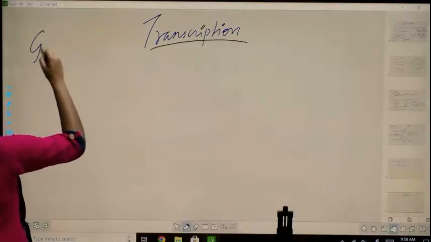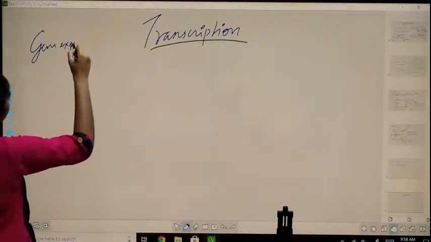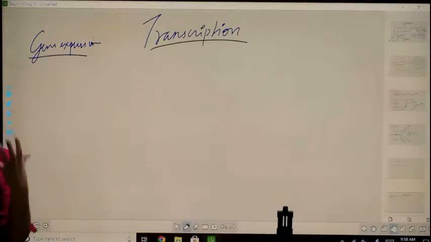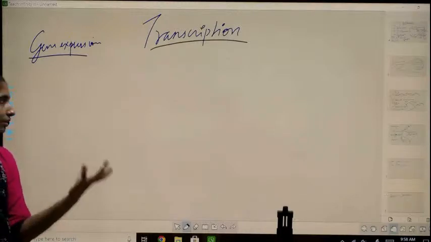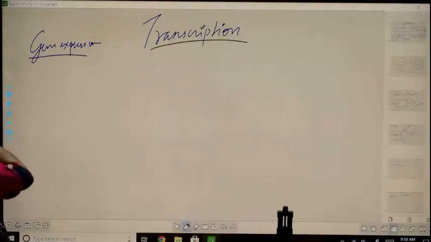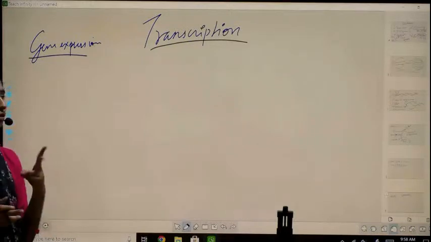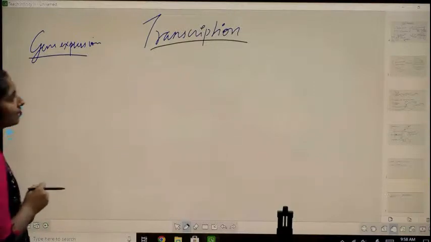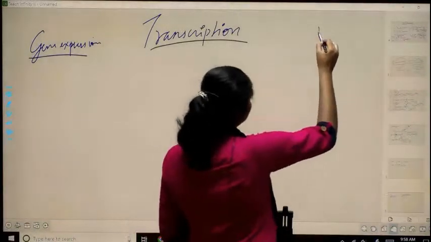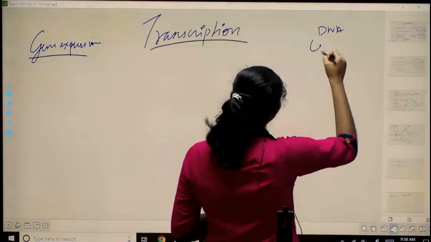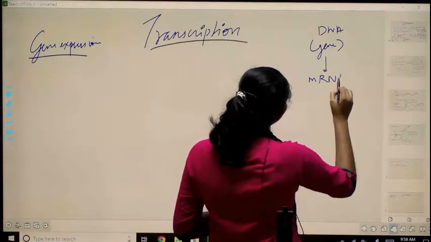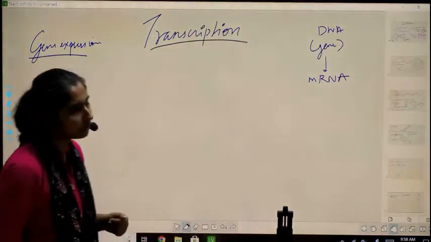Transcription is a part of gene expression. We know that genetic material is able to express itself, right? A genotype produces a phenotype. So how is a gene able to express itself? A particular gene expresses itself with the help of two processes, transcription and translation. In transcription, what is happening? The DNA segment, that is a particular gene, will code for a mRNA.